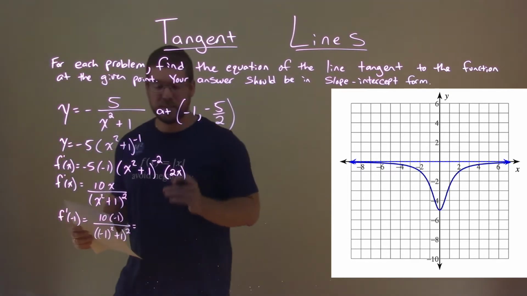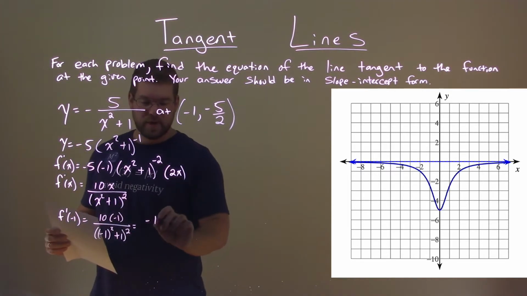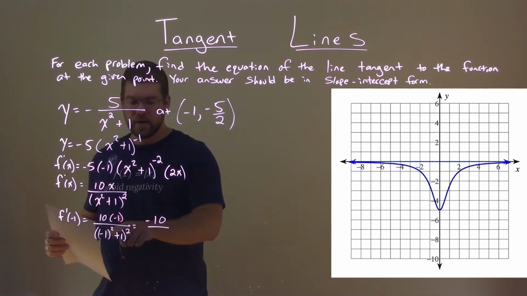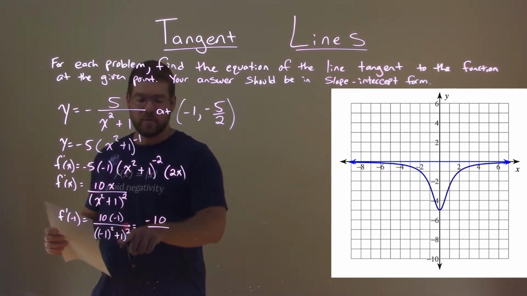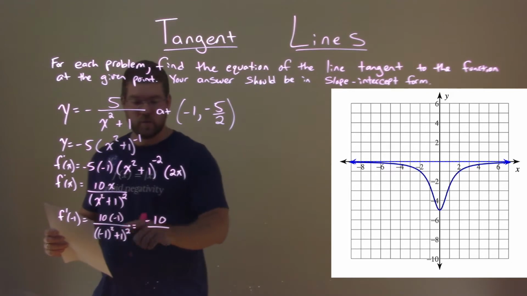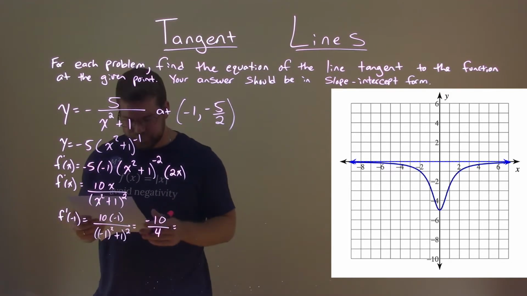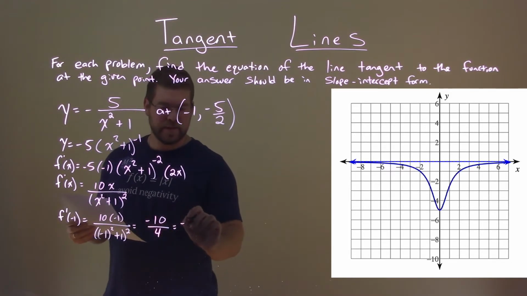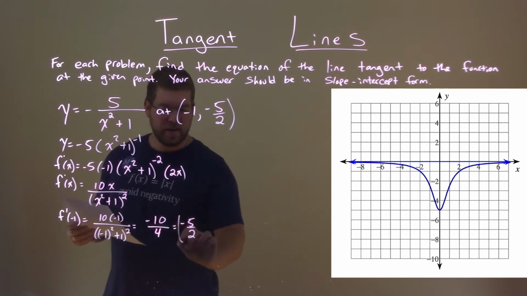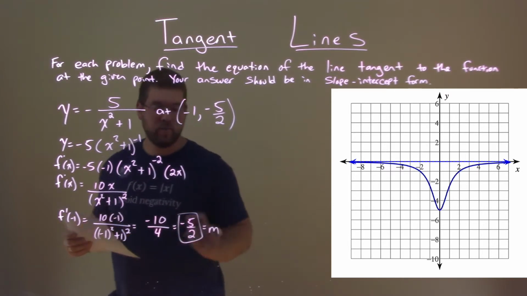What does that come out to be? Well, 10 times negative 1 is negative 10, pretty easy. In the denominator, negative 1 squared is 1, plus 1 is 2, right? Square that, and we have 4. That simplifies to negative 5 halves, and that's our slope value, our m value.